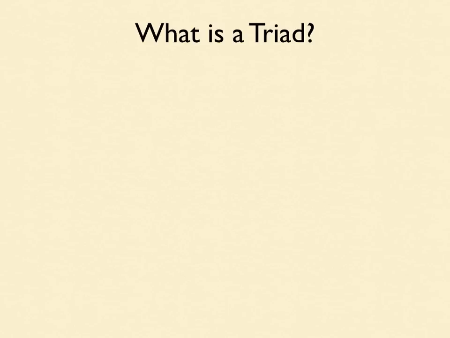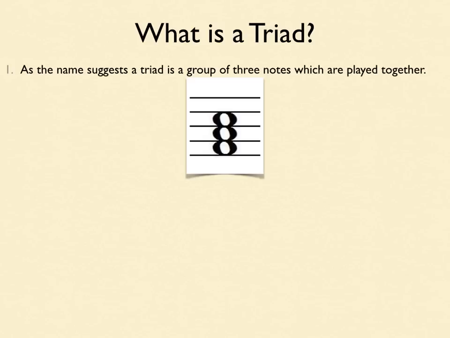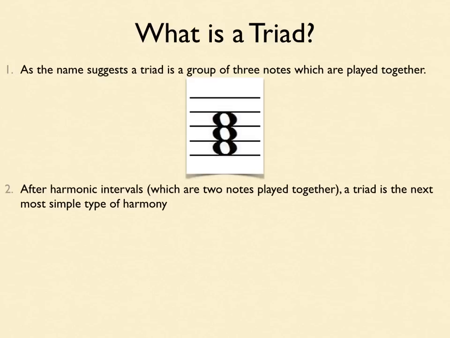So what is a triad? Well, as the name suggests, a triad is a group of 3 notes which are played together. So just like a triangle has 3 sides or 3 angles, a triad has 3 notes that are played together. We're literally just moving beyond the harmonic intervals of the first lesson, in which we had 2 notes that were played together. A triad is now the next most simple type of harmony, and that's 3 notes played together. So triads are the basis, the foundation for most harmony that we'll be looking at in this course.